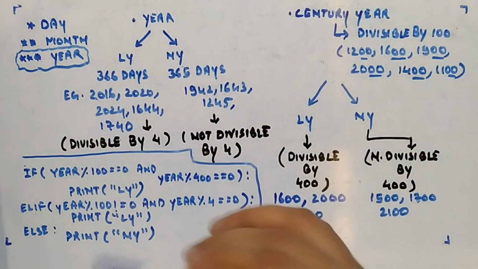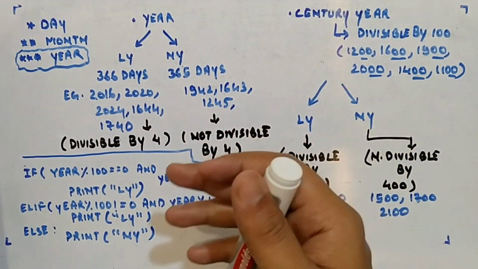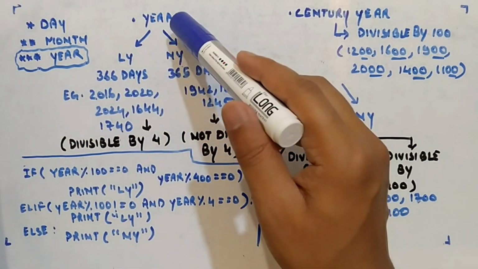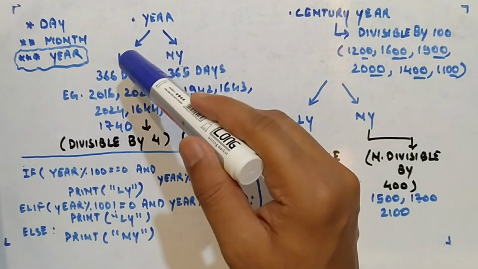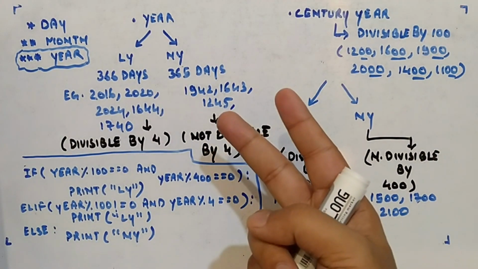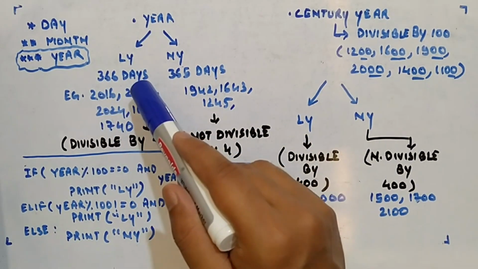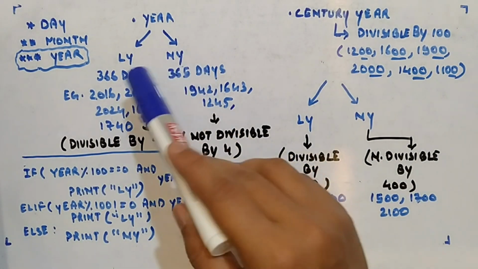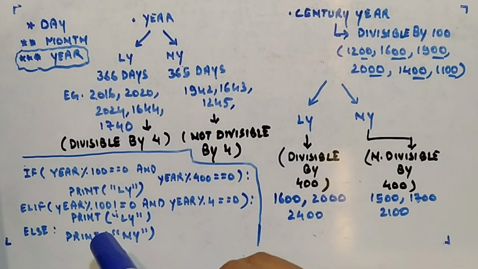So first, in this video I am telling you how to figure out whether the year is a century year and whether the year is a leap year or not. Here we have any random year. A year can be a leap year or a normal year; these are the only two possibilities. A leap year LY has 366 days in a whole year, and a normal year NY has 365 days.